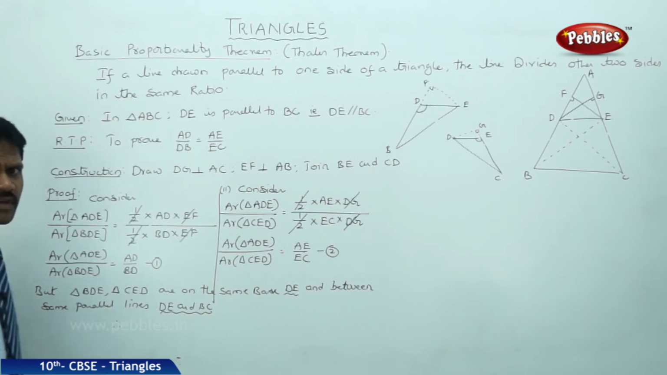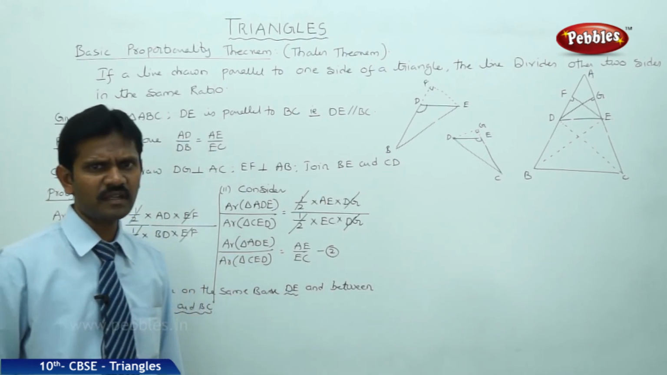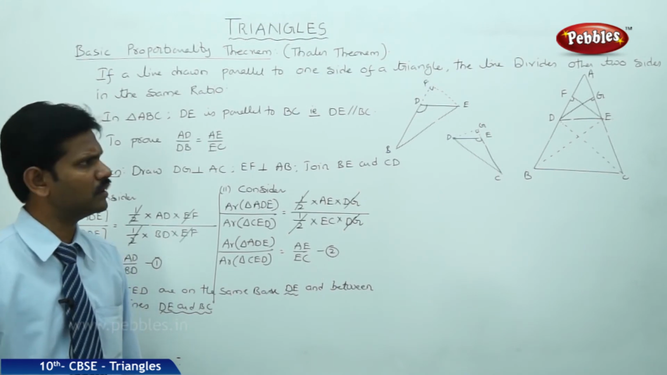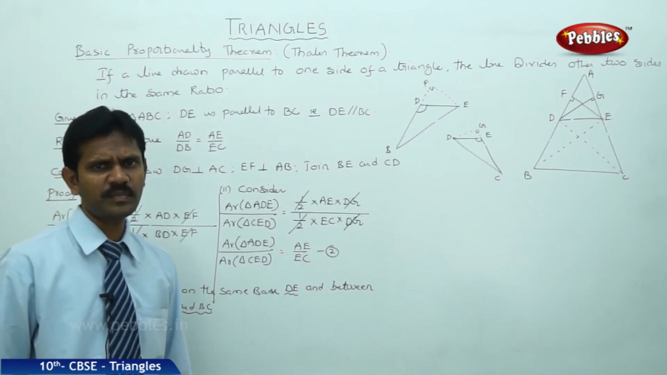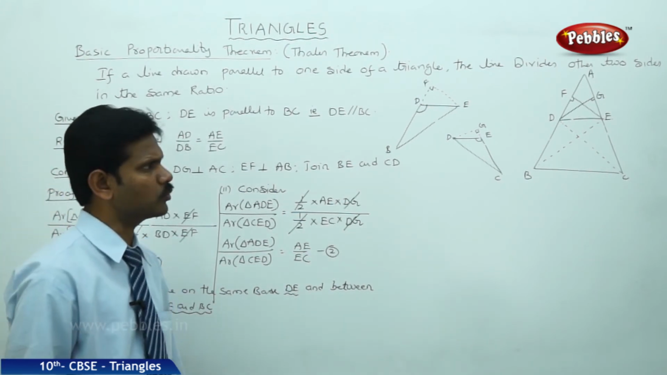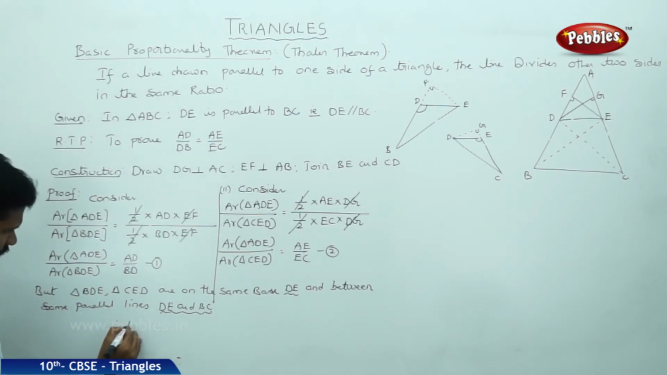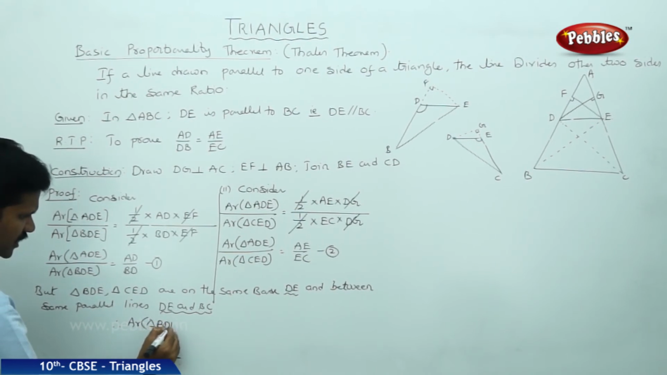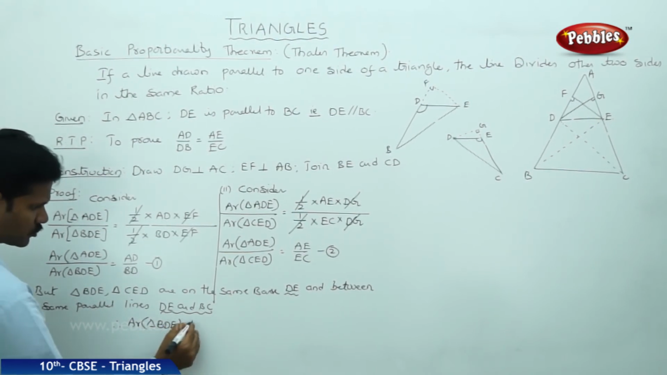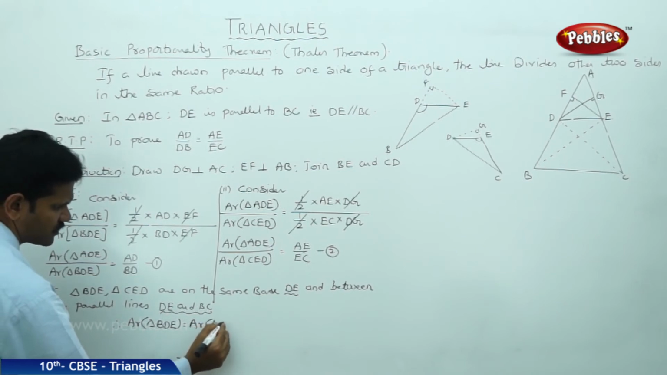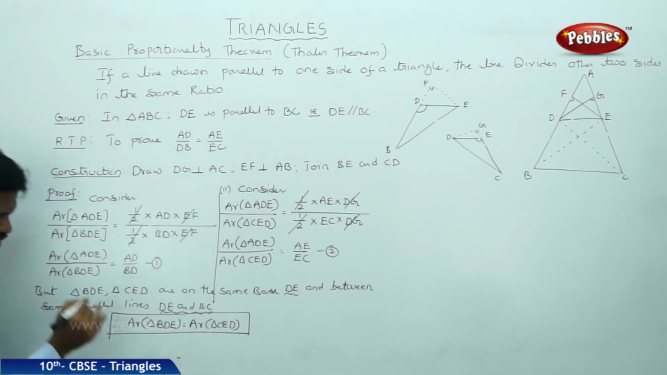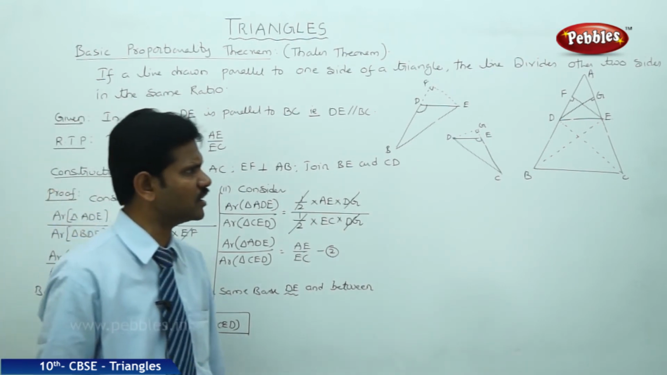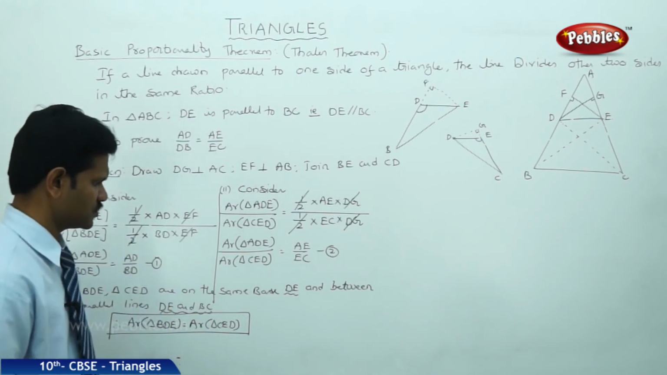Therefore, what we conclude from class 9th, we know the well-known theorem: if two triangles are on the same base and between the same parallel lines, their areas are equal. Therefore, we conclude that area of triangle BDE is equal to area of triangle CED. Both are equal, since these two triangles lie on the same base DE and between the same parallel lines.